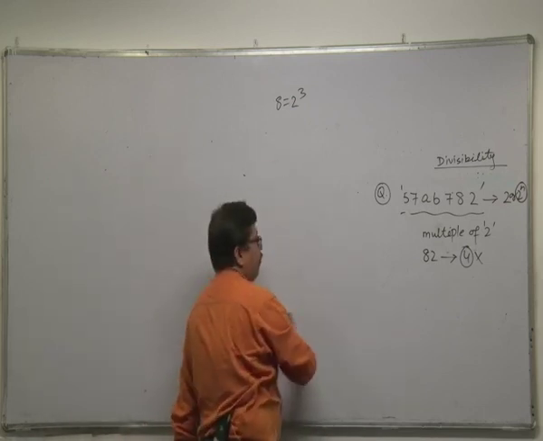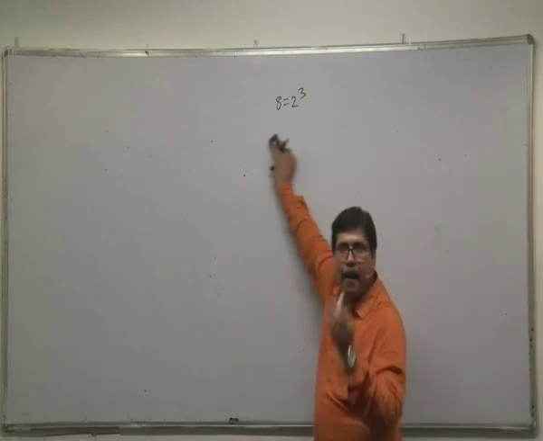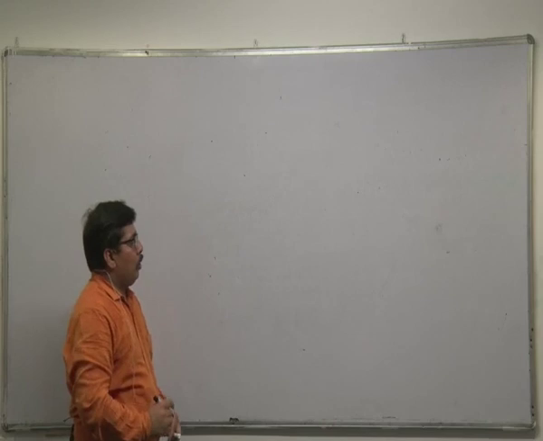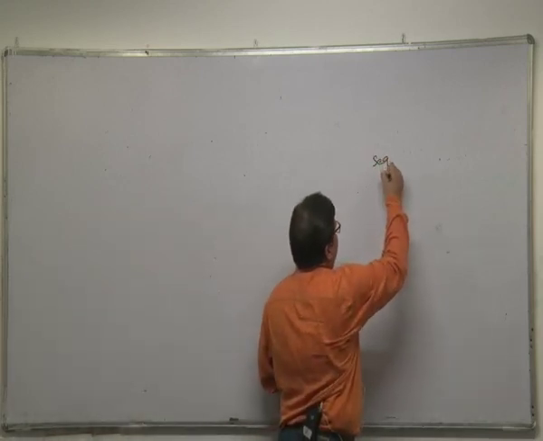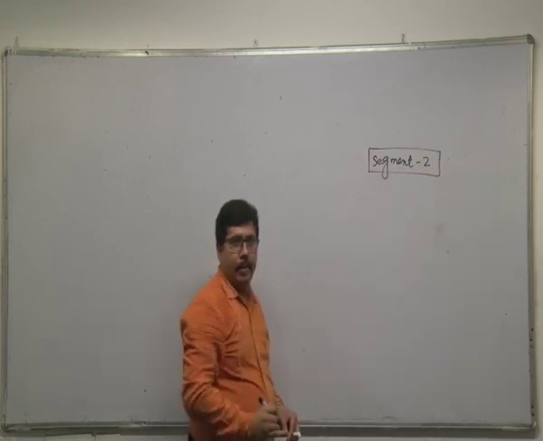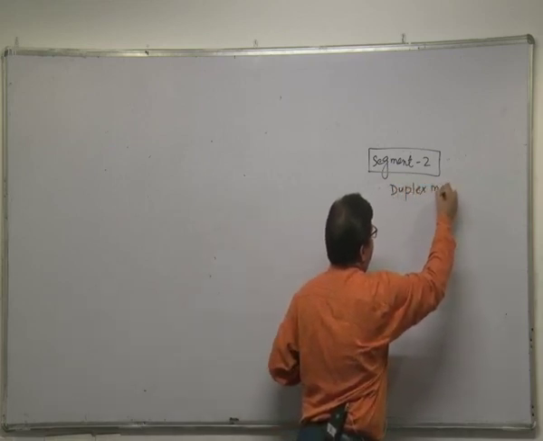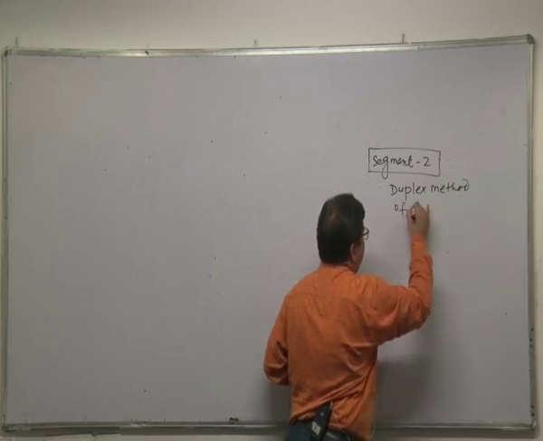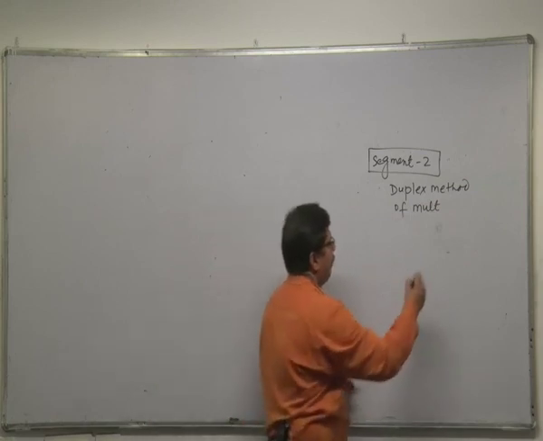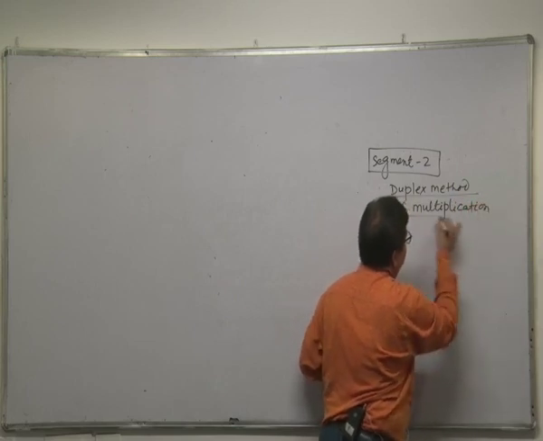Now, the duplex method is also known as the cross multiplication method. Cross multiplication method. So this is your segment number 2, and the method is the duplex method of multiplication. Duplex method of multiplication. Right.